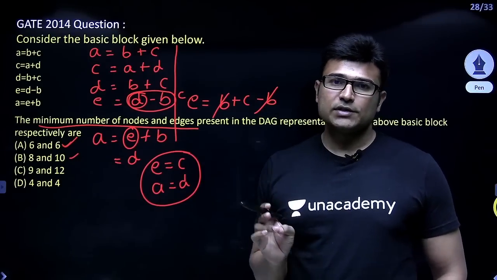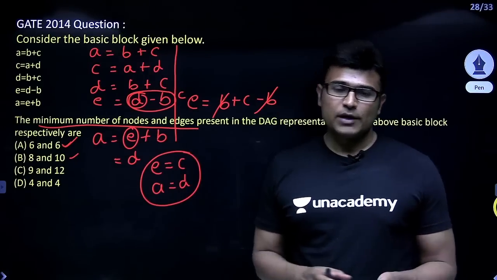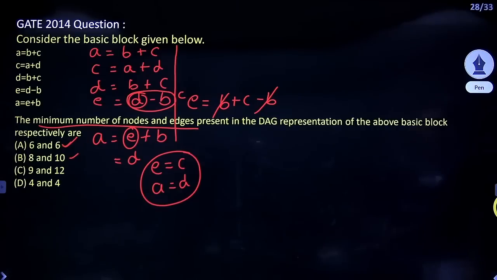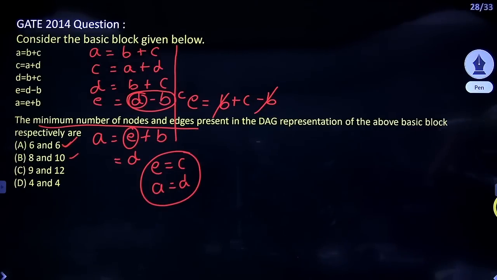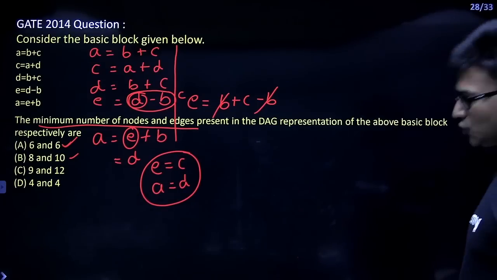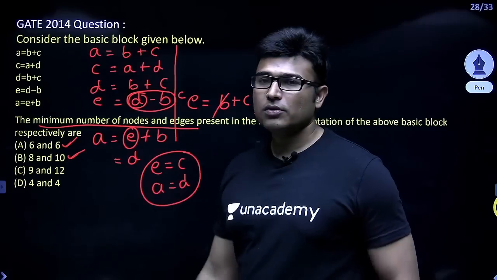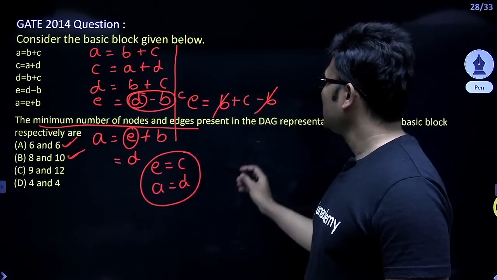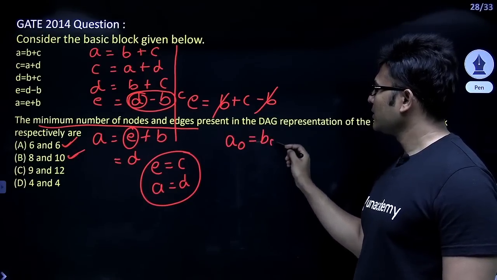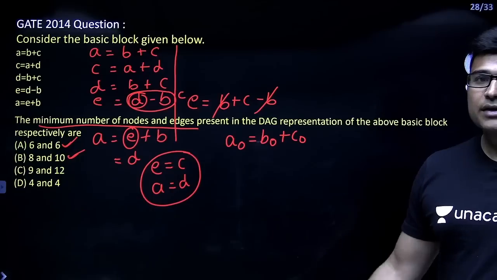So the problem is, given a basic block, should you simplify it? The answer is no. If they ask you to construct a DAG, your task is to construct a DAG, not to simplify it. They clearly did not mention simplifying. If you directly solve it, you are going to get 8 and 10. But if you simplify it, you are going to get 6 and 6, right? So now let's see the simplified version. I think they will give the marks for this question to everyone because they clearly didn't mention it.